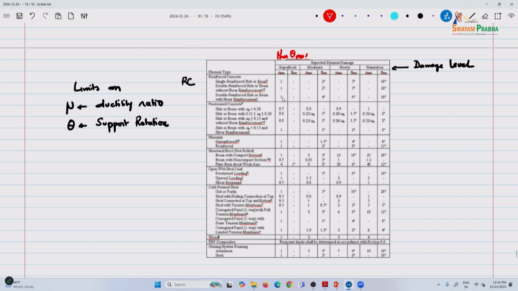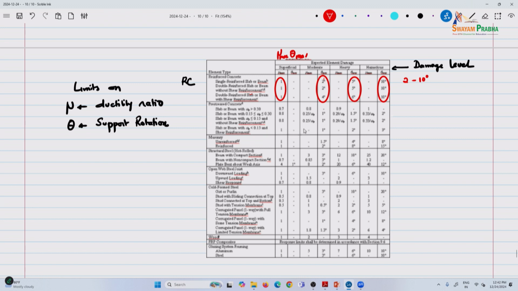For concrete, only at the superficial level of damage you have mu of 1 basically. But then you start getting into moderate and heavy damage, and they specify theta in degrees. This is for singly reinforced beams, doubly reinforced beams, with shear reinforcement, without shear. Here the support rotation varies from 2 to 10 degrees. In some cases you have both.